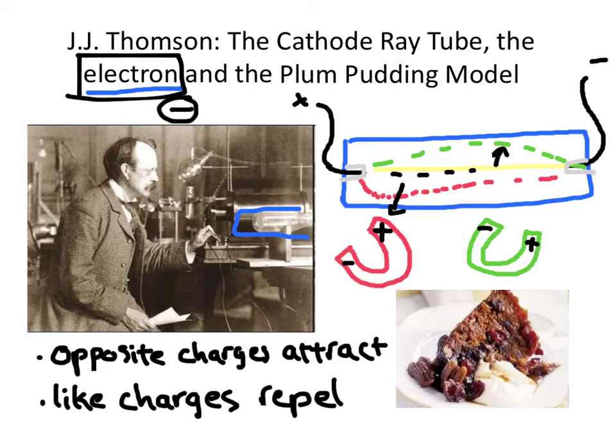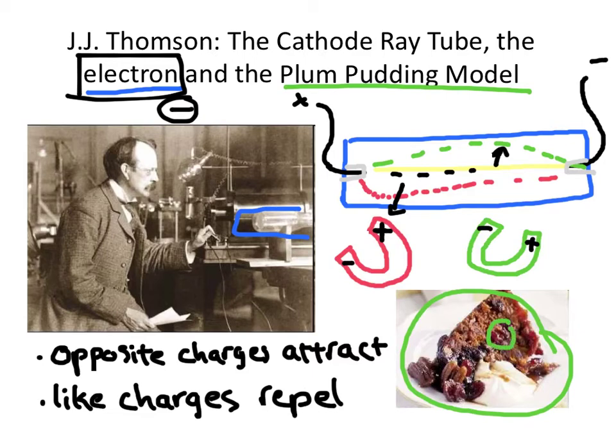And then he sat back to imagine what the atom must look like. His idea was that the atom might look something like plum pudding. So there would be an atom like this plum pudding right here, and each of the plums inside the plum pudding would represent an electron, these negatively charged particles.